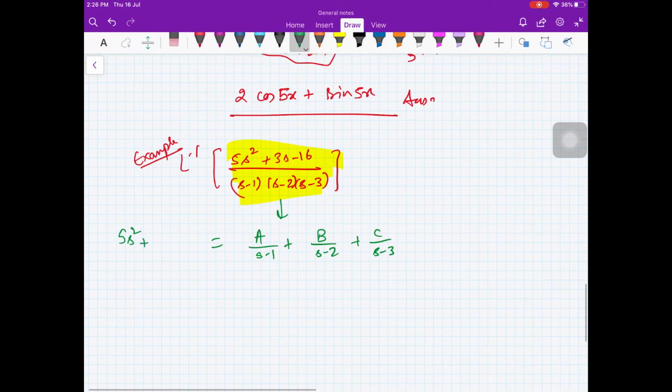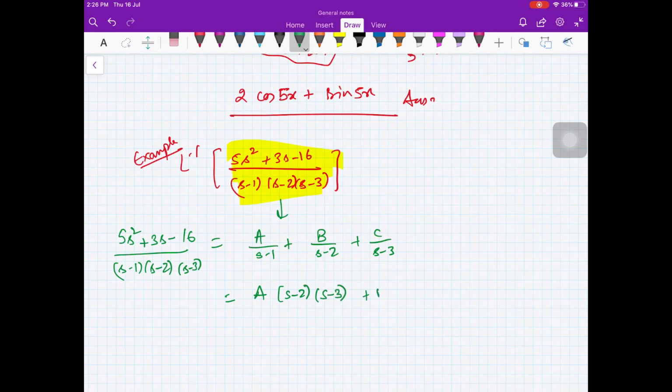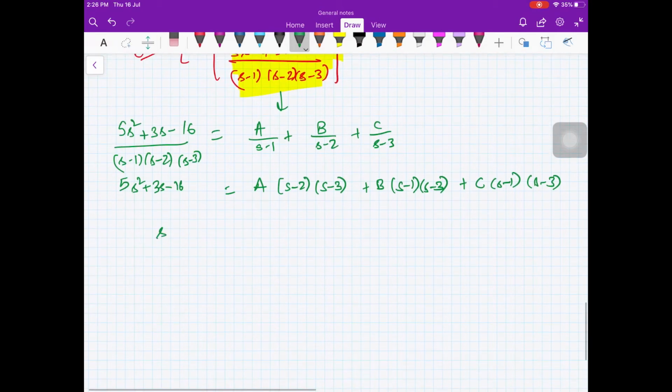So you assume that 5s square plus 3s minus 16 upon s minus 1, s minus 2, s minus 3 is equal to this. So this is a into s minus 2, s minus 3 plus b into s minus 1, s minus 3 plus c into s minus 1, s minus 2, and this is equal to 5s square plus 3s minus 16. So you just put s equal to 2. I'm sorry, here it is s minus 1, s minus 2. If you put s equal to 2, this is gone, this is gone.